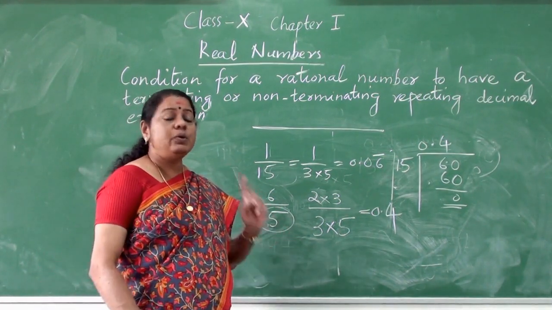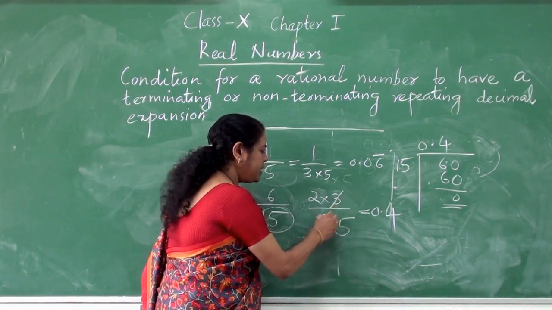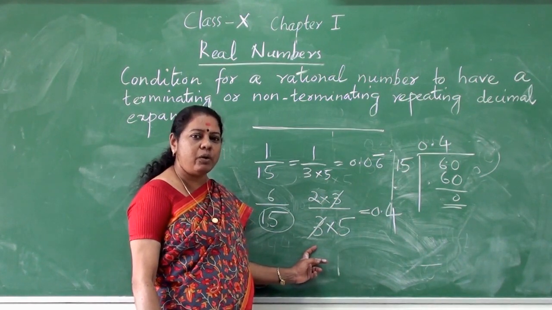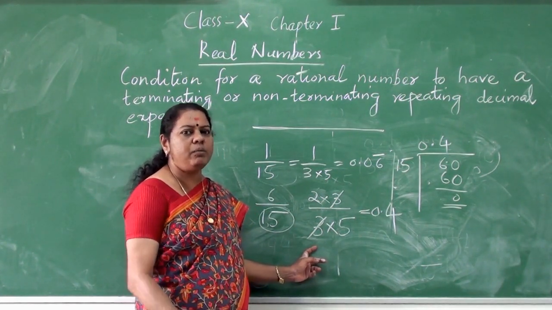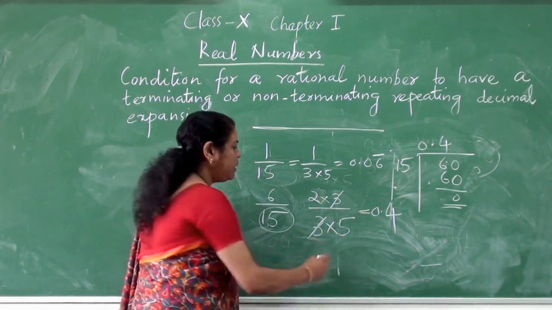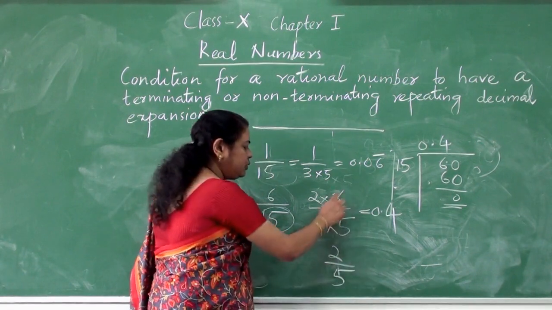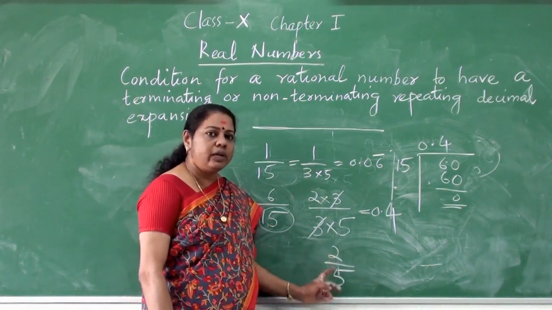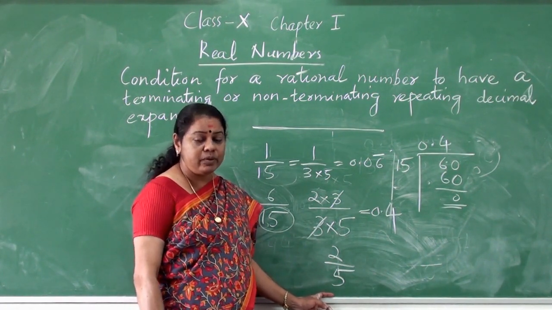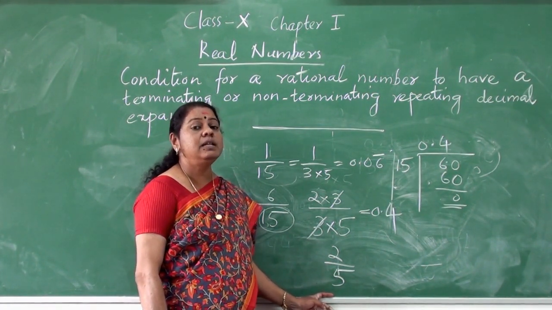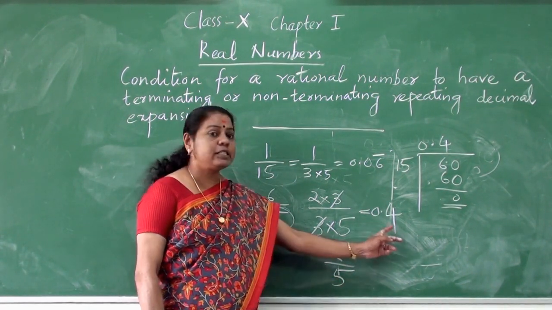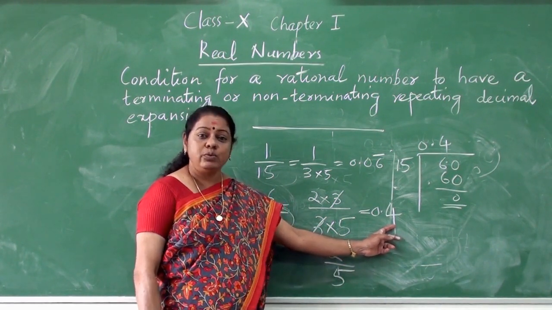First we have to write the number in standard form. If there is a common factor to the two numbers, the numerator p and denominator q, first cancel it and write the number in standard form. That is, the number is 2 by 5. If we cancel 3, we get 2 by 5. So the denominator has only the factor 5, no factor other than 2's and 5's. So the decimal expansion is terminating.